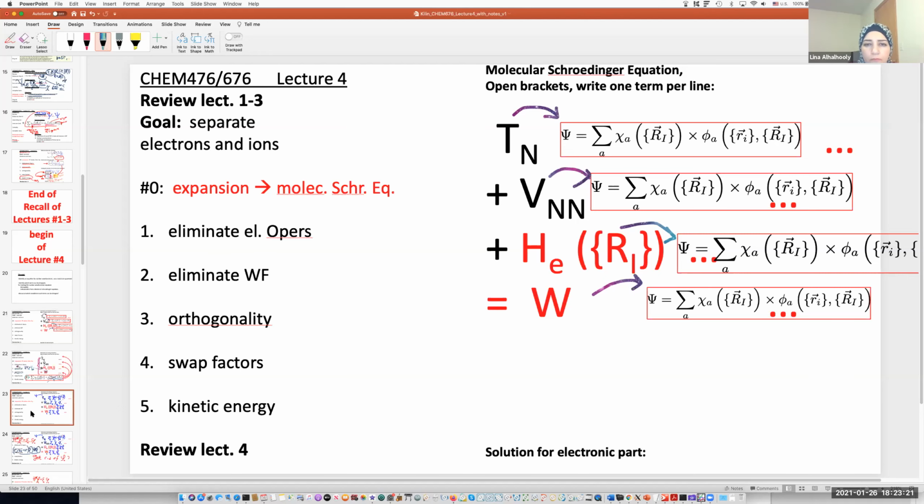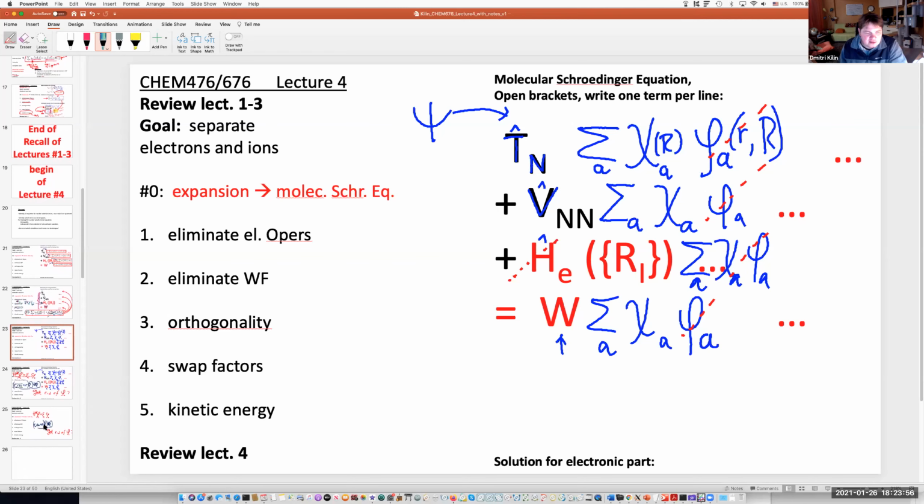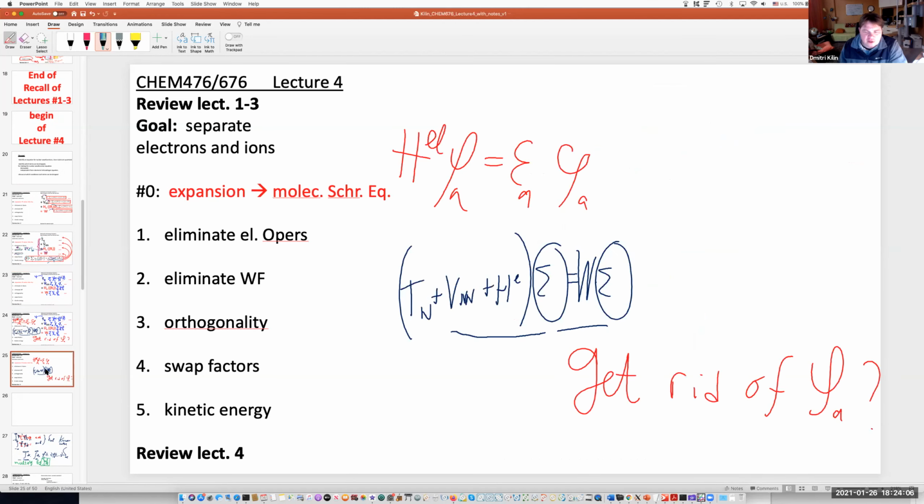Okay, so here is the same thing that I was writing by hand. So summation over the index, nuclear wave function, electronic wave function. And that's the same term again and again. There are several tricks. The main trick that I'm going to practice is called orthogonality.